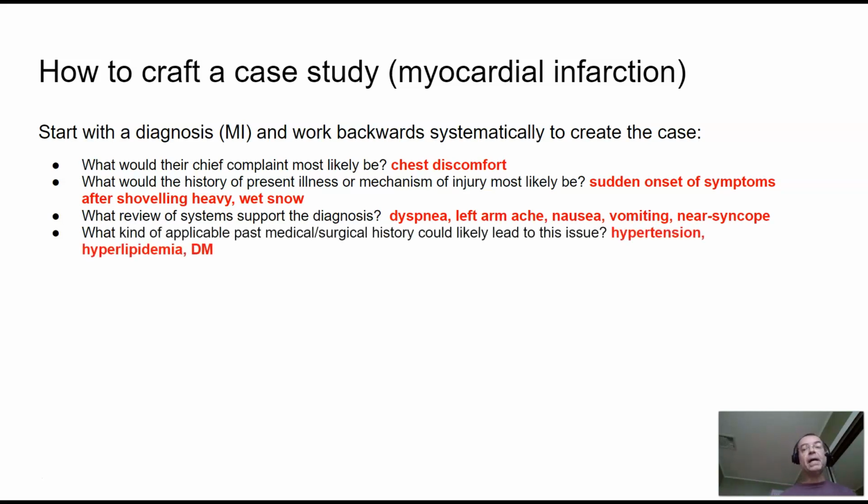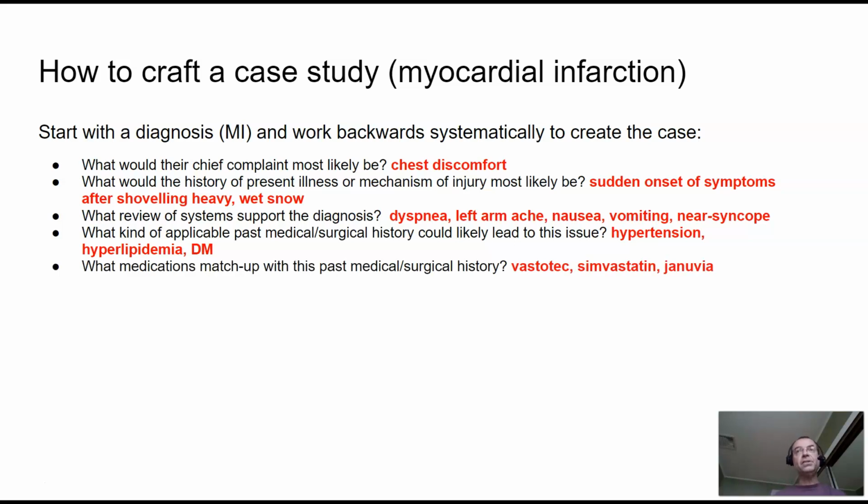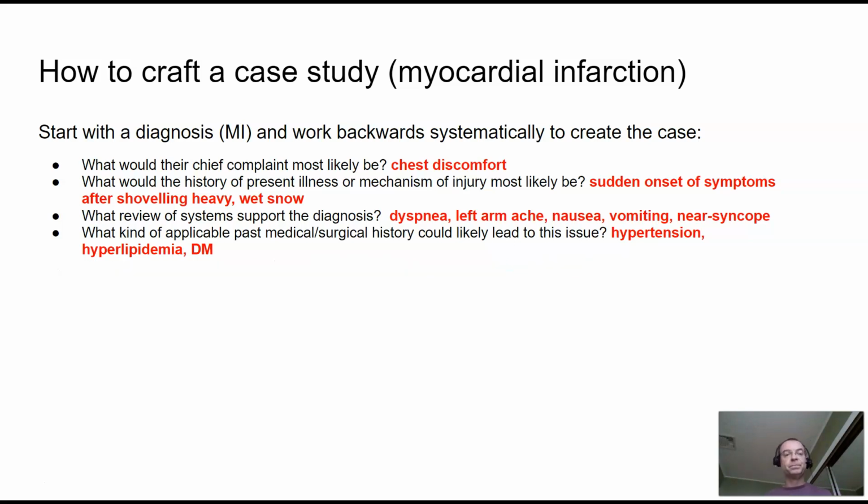Past medical history that could contribute to experiencing a myocardial infarction could be high blood pressure, high cholesterol, and diabetes. The medications that would match up with high blood pressure, high cholesterol, and diabetes could be Vasotec for hypertension, simvastatin for hyperlipidemia, and Januvia for diabetes.